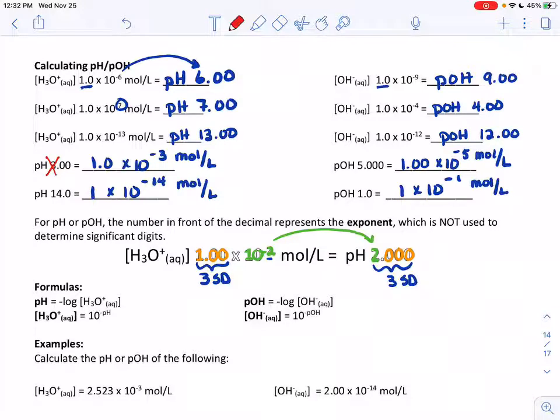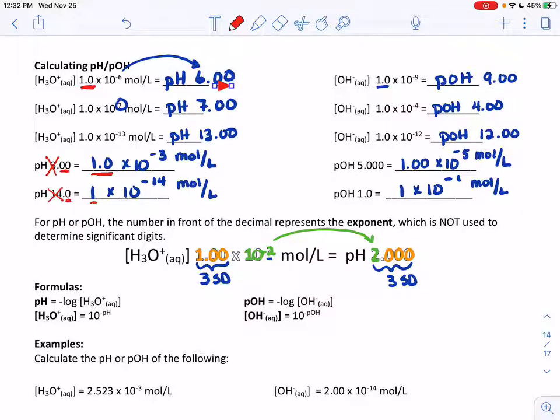When I go back to concentration, my concentration should have 2 significant digits. Those rules haven't changed. So moles per liter concentration, same rules apply. So I have 2 significant digits. pH of 14, these numbers in front of the decimal do not count, they're not significant. So my answer should have 1 significant digit. Okay? Same thing here if I go to the top. So this number has 2 significant digits, which means I need 2 numbers after the decimal.